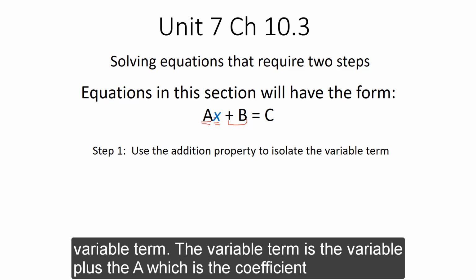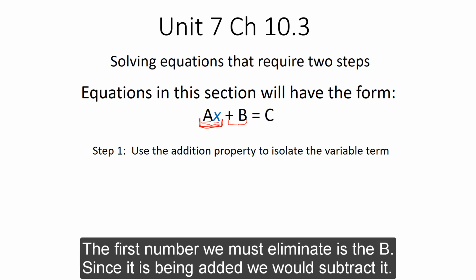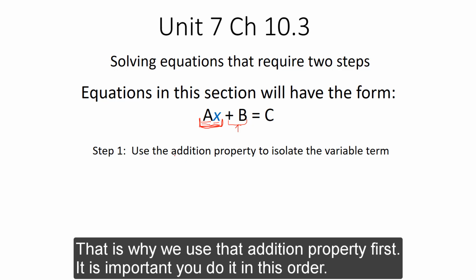So the first step we will do is use the addition property to isolate the variable term. Now the variable term is the variable plus the a, or the coefficient. So if this is the variable term, the first thing we want to eliminate is the b. If the b is being added, we would subtract it. That's why we use that addition property first. It's important you do it in this order.